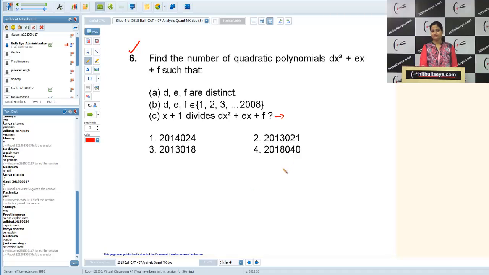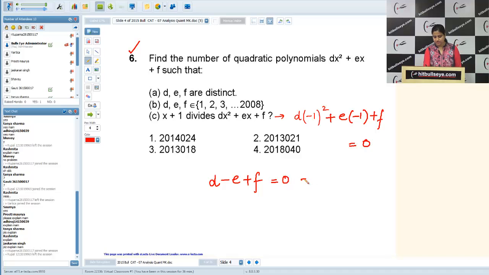If x plus 1 is dividing it completely, it means x is equal to minus 1 is a root of this polynomial, is a zero of this polynomial. So by putting values, we can say this should be equal to 0. Now it says d minus e plus f is equal to 0, which says d plus f is equal to e. You got that first of all? Yes, guys. The third condition I have explained.